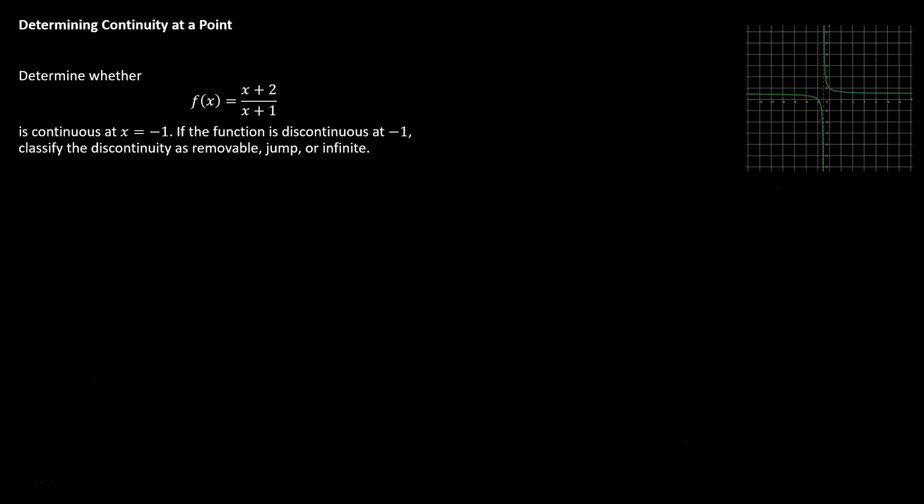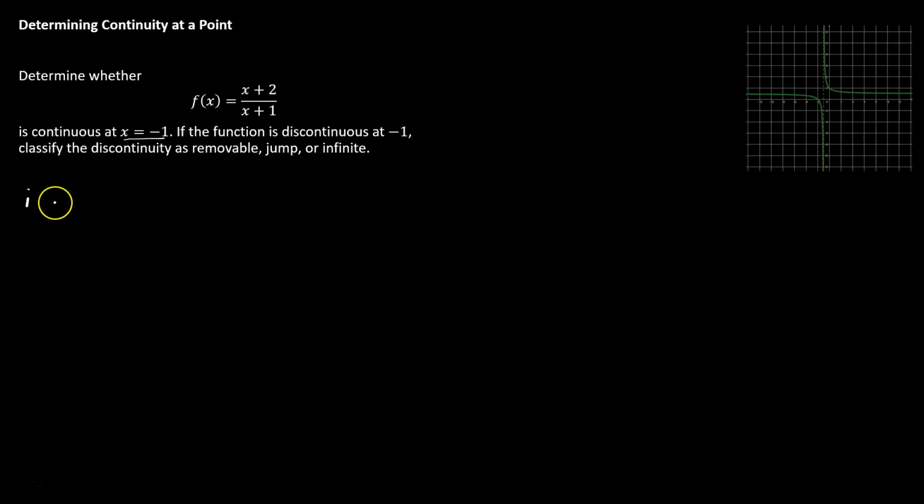Let's take a look at a new function, one that we haven't worked with before. In this case, I have a rational expression, x plus 2 on top, x plus 1 on bottom. We want to know if it's continuous at x equals -1. And then we want to know if it isn't continuous, if it's discontinuous, can we classify the discontinuity? So let's go through the 3 continuity conditions.